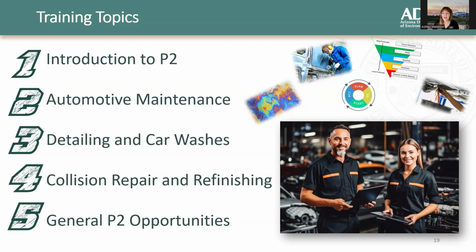So P2. Number 2, Automotive Maintenance. We're not trying to teach you about your area of expertise, but rather just review the implications of the common waste produced and then identify P2 opportunities. Number 3 is detailing and car washes. This is to learn about the impact of stormwater runoff and water use in general in the context of washing and detailing. 4 is collision repair and refinishing. This is taking a look at the waste generated by collision repair through painting. And we also touch on other solid waste like used tires in this section.